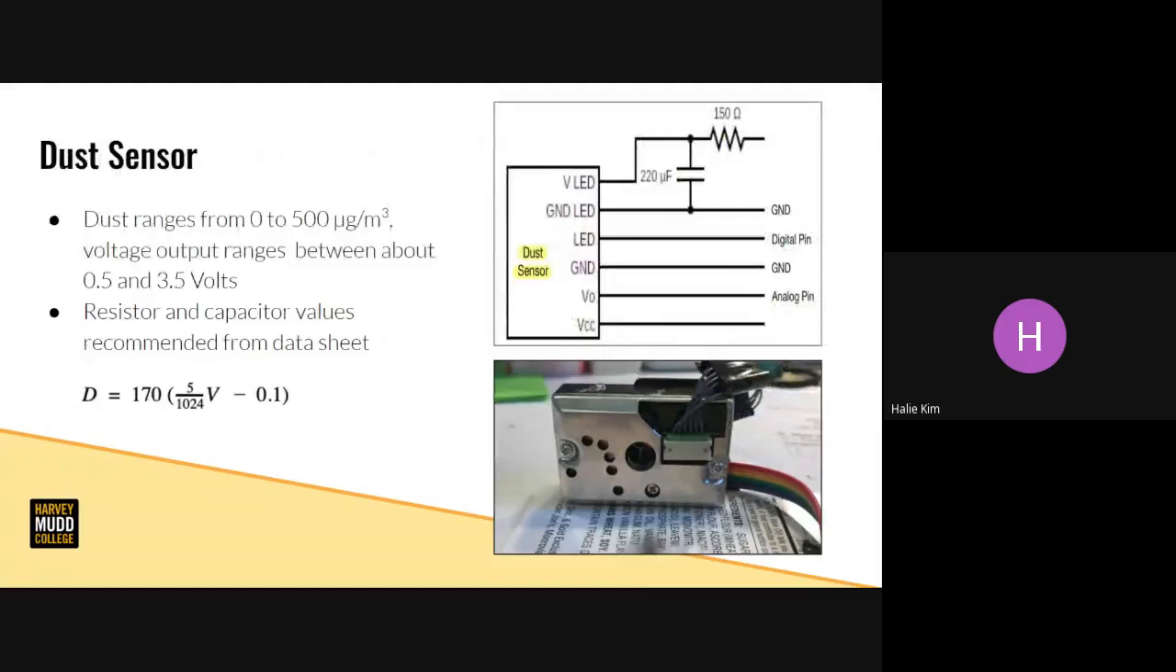So the dust sensor that we used comes from Sharp. It uses an LED that it flashes periodically and a phototransistor that detects how much of that light has been scattered. We turn the output voltage into dust density in micrograms per meter cubed based on the equation on the left side.